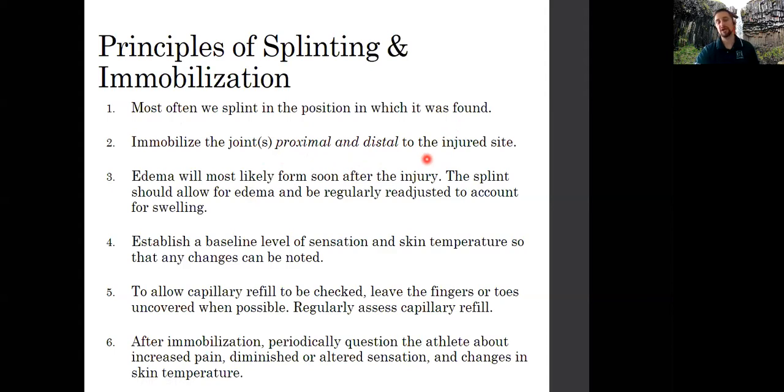Like if it's the ankle, you might have to mobilize the knee, and vice versa, right? Okay, and then 3, 4, 5, and 6 are all about what happens afterwards. So you've splinted them, depending on how long the drive is to the hospital. Sometimes it's 5 minutes, sometimes it's 45 minutes, depending on where you live. Sometimes it's longer than that, right?